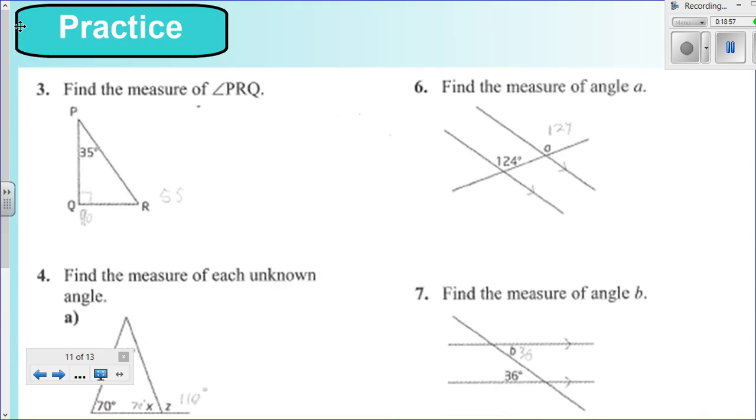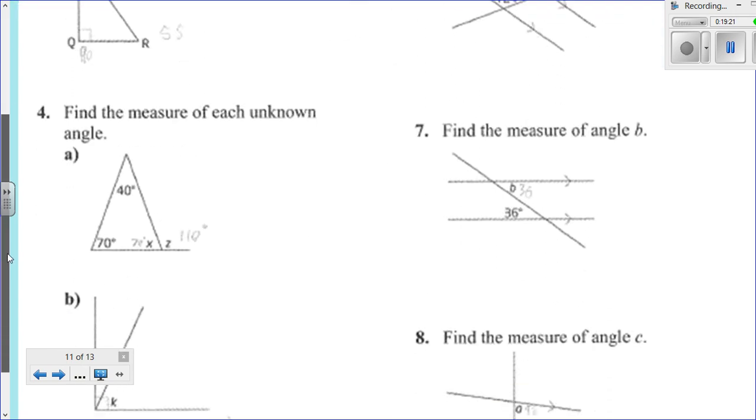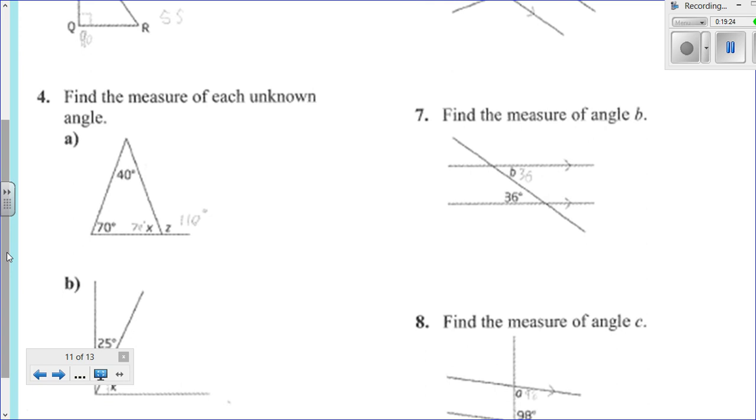Number 6, 7, and 8 are dealing with our parallel line angle theorems. Angle A is 124 degrees because of corresponding angles. Corresponding angles would be our F pattern. You can see I'm outlining the F right now, and below each branch of that F, those angles are equal. For number 7, angle B is 36 degrees based on alternate angles. You can see the Z pattern.